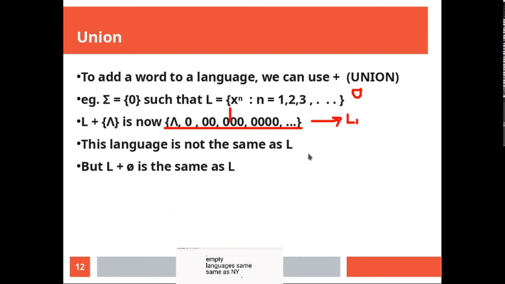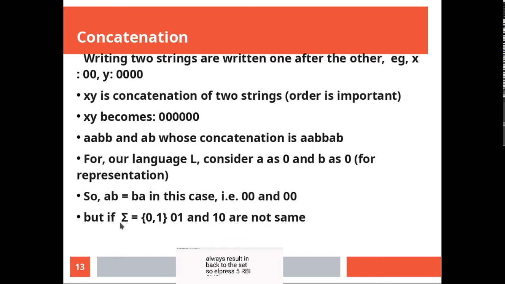Why? Because an empty language is an empty set. Nothing is there inside the empty set, not even null. So it will always result back in this set. So L plus 5 will be the same as L.